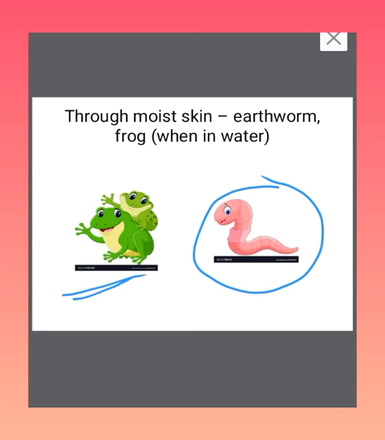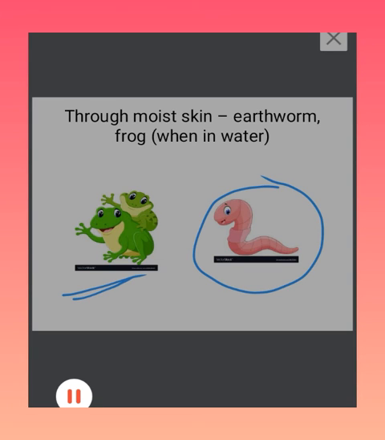When the frog is on land, how does it breathe? The frog breathes through the lungs. But when it is in water, how does it breathe? With the help of its skin. Okay children, you need to keep this in your mind.